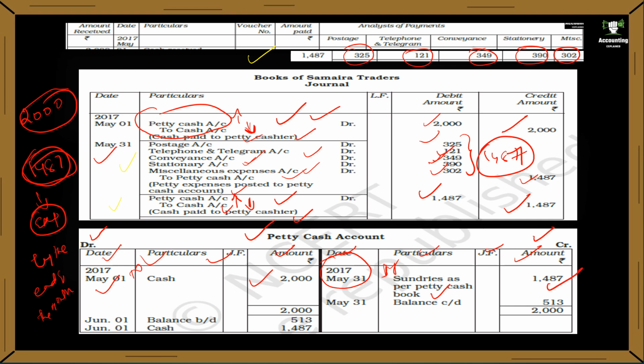Okay. Now on seeing your debit side total is more, so take the debit side total to both the sides, 2000 rupees. Okay. Now on deducting 1487 from 2000, you get a balance, by balance carried down on 31st May, 513. On June 1, it is to balance brought down 513, and again to increase our imprest cash fund to 2000, we are receiving cash. See this entry. Okay, this entry we are passing. June 1 to cash 1487.